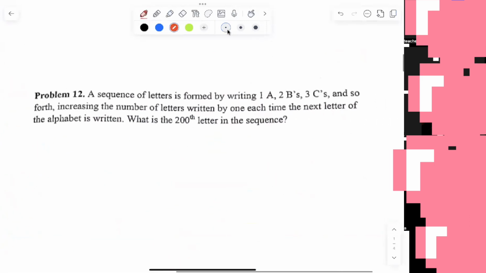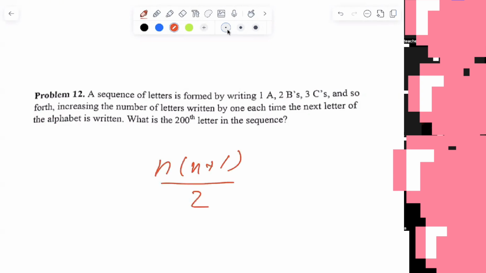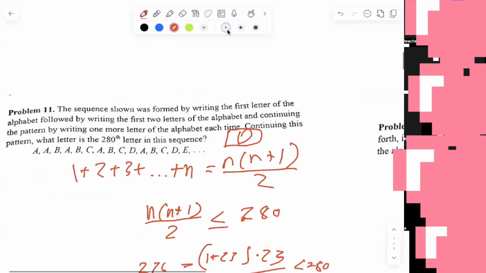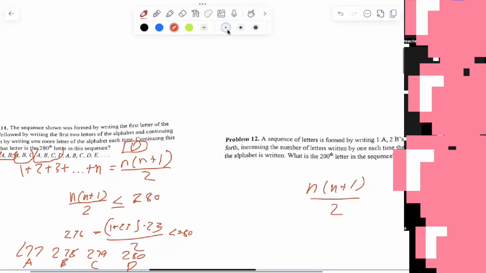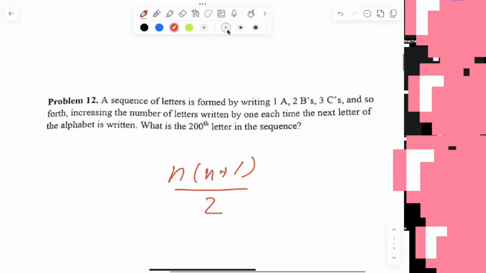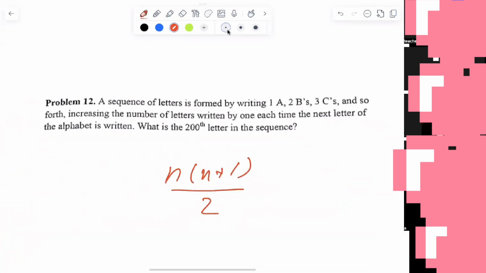The sequence is formed by writing 1 A, 2 Bs, 3 Cs, and so forth, increasing the number of letters by 1 each time the next letter of the alphabet is written. Same strategy. We're first going to notice that we're going to use the sum of the first n positive integers, and we're going to bound it. So n times n plus 1 divided by 2. So why is that true? Because it gets from 1 to 2 to 3 to 4, basically the nth positive integer cycle.